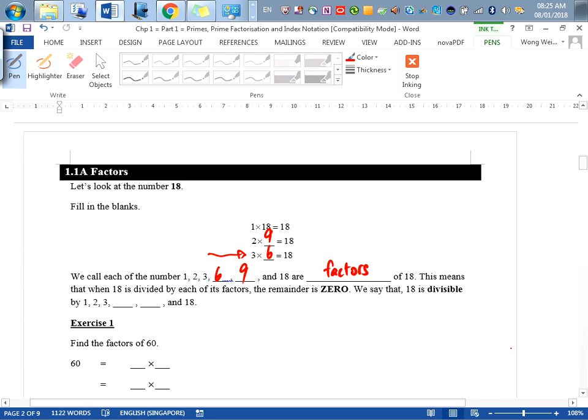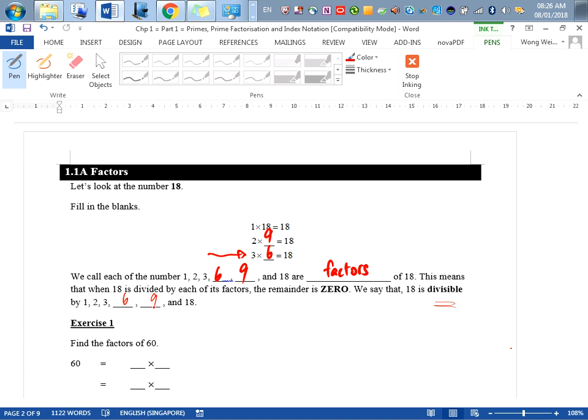Alright, so this means that when 18 is divided by each of these factors, I don't care which number you choose over here to divide 18 by, the remainder is 0. Correct? 18 divided by 9, you get 2, remainder 0. 18 divided by 6, remainder 0. 18 divided by 3, remainder 0. 18 divided by 2, remainder 0. 18 divided by 1, remainder 0. So these are factors. We also say that 18 is divisible by 1, 2, 3, 6, 9, and 18. When we say it is divisible, we mean that there will not be any remainders.